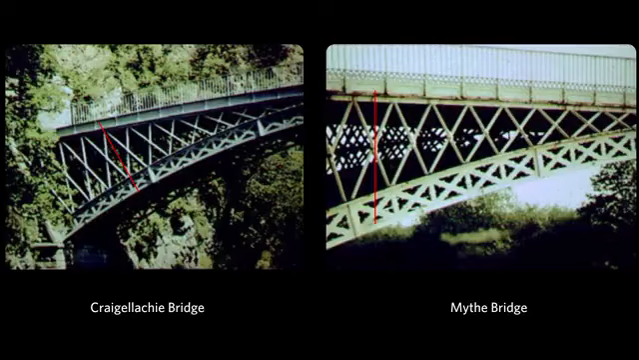In the Myth Bridge, this is a more efficient way of carrying the loads. The loads in those diagonals are more efficiently or more evenly distributed between those diagonal members. Whereas in the Craigellachie Bridge, in particular, those diagonals that are leaning or more horizontal are carrying much less load than the diagonals that are more vertical.